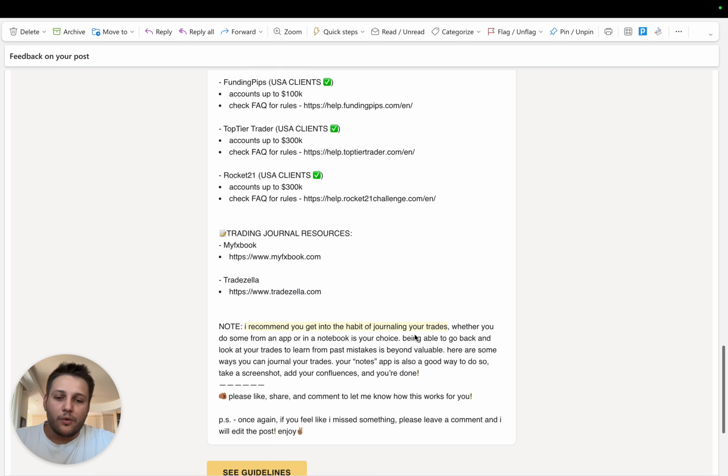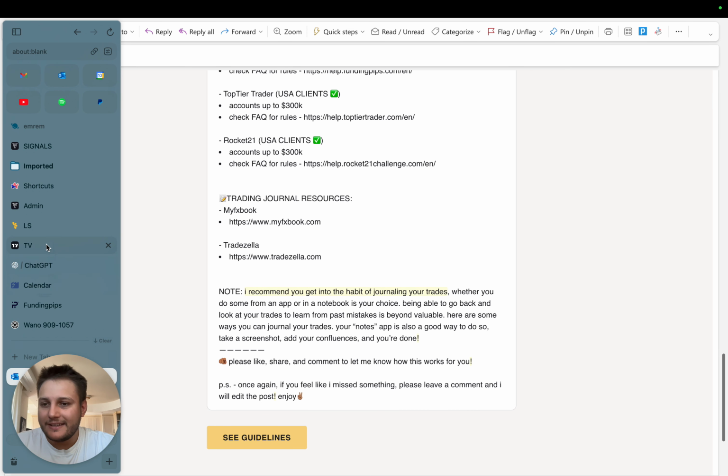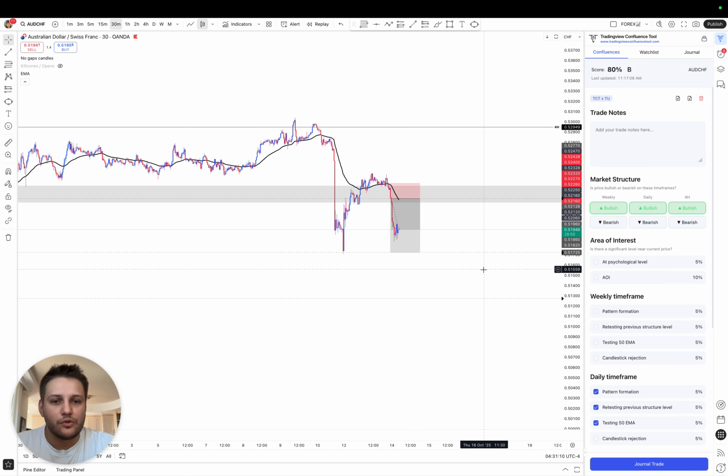Now, I think one of the most important things that you can do is journal your trades. So you journal your trades. If you do it in a notebook, that's fine. If you do it through screenshots, that's fine. There are many resources that you can use, such as these two. But what I currently use to grade my trades and journal them is the TCT. That is the TradingView Confluence tool. That's what I use to enter this trade.